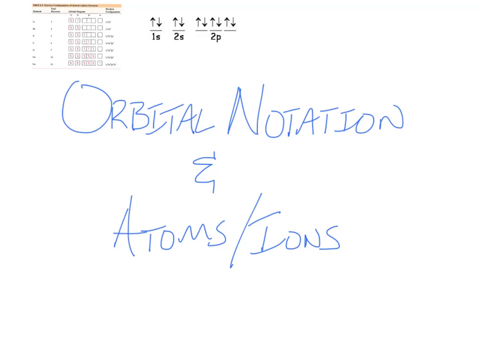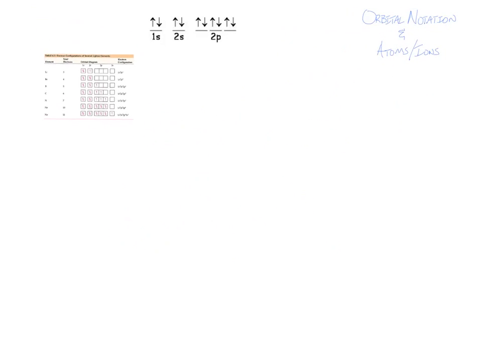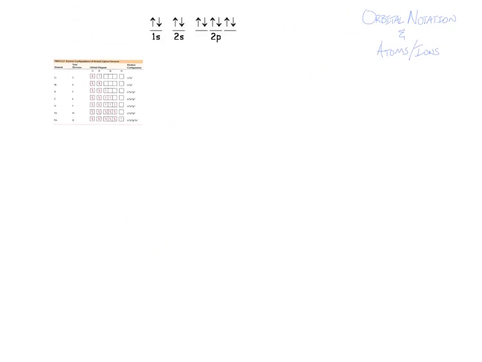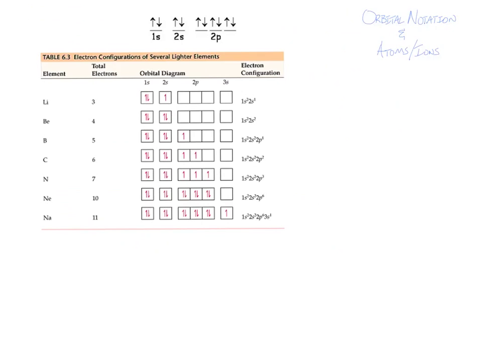This is the third video, the third essential skill for pre-AP, and this has to do with orbital notations, electron configuration, and identifying atoms or ions. So let's go ahead and get right to it. Here's some examples of some electron configuration along with the atoms.